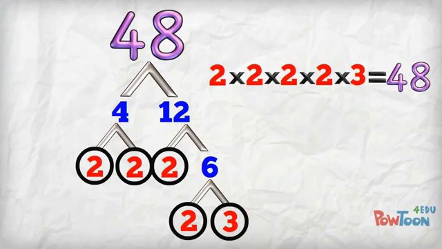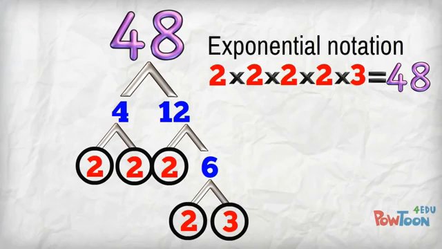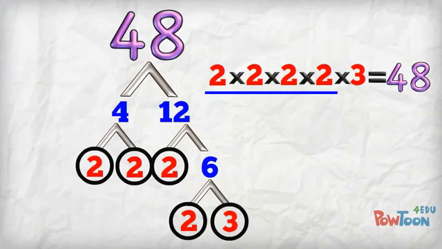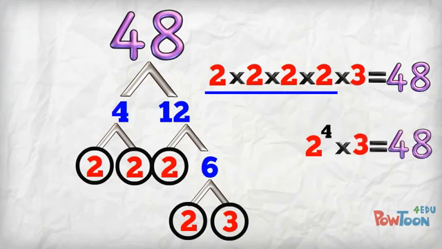And for a great final answer, we use our exponential notation to tidy up those repeated factors. 2 came up 4 times, so we say 2 to the power 4 times 3 is 48, and that's all you need to do.